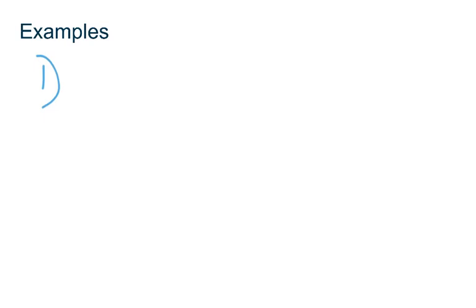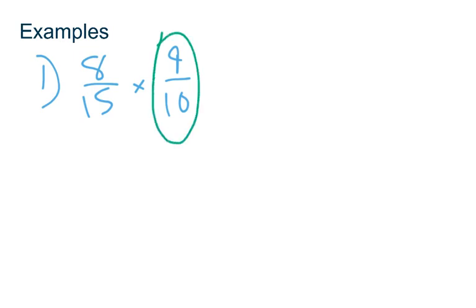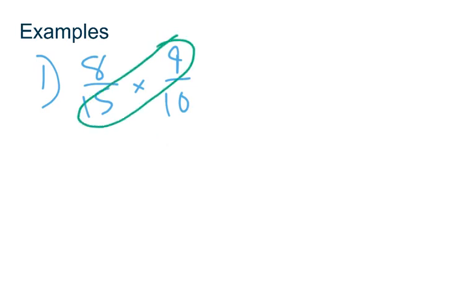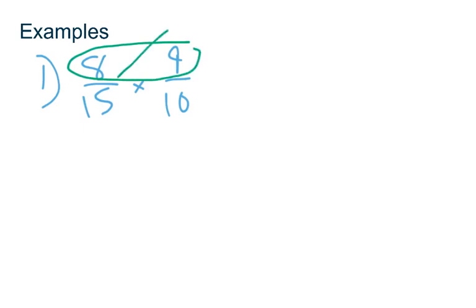First one, let's do 8/15 times 9/10. Now the first step is to simplify if possible, and in this one we can simplify like crazy. When we're simplifying, we can look vertically or diagonally. You cannot look horizontally, so that is not an option. Even if they look really tempting to simplify, you can't do that.